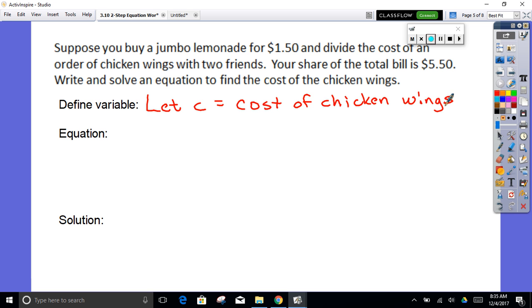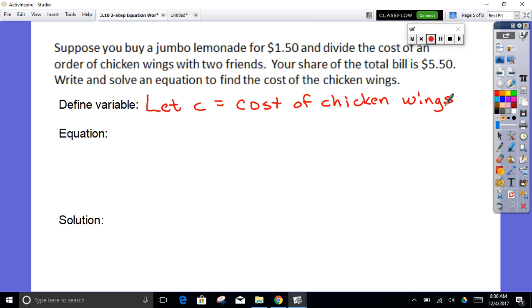I have a question. Oh, okay. Does his share of the total bill include the lemonade? The lemonade is just his. Actually yours. It says suppose you. This is talking about you, Grace. So you bought a lemonade and then you divided the cost of the chicken wings with 2 friends. So this $5.50 doesn't include the lemonade? Yes, it does. And do they want it divided by 2? Because the 2 friends, it's divided by 3, because you and your 2 friends. Right, because we're gonna figure out how. Okay.